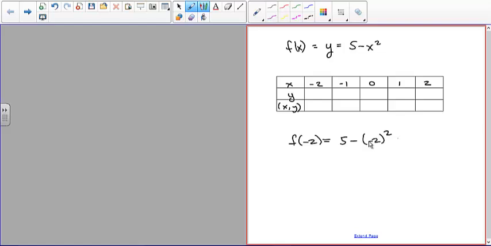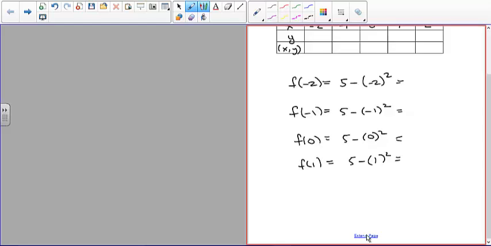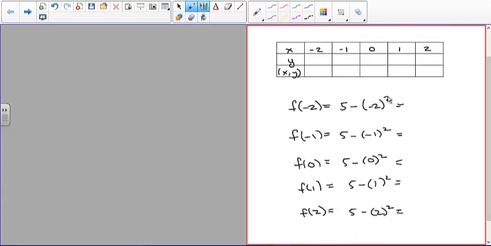So you'll have negative 2 squared. Let's just write them all out so you can see how it goes. f of negative 1 is 5 minus 1 squared, and f of 0 is 5 minus 0 squared. f of 1 is 5 minus 1 squared, and f of 2 is 5 minus 2 squared. The reason it's symmetric around the y-axis is because we have these squared terms, and when you square something, a negative number becomes positive and a positive number stays so they should be equal to each other.